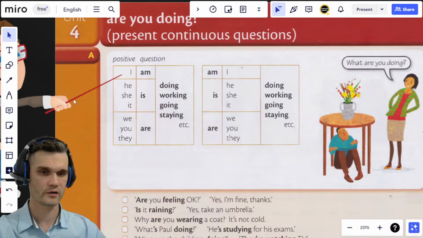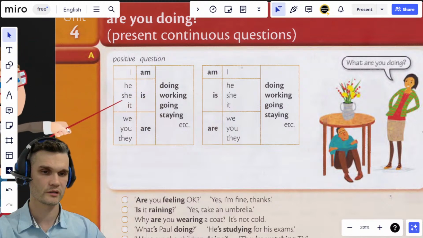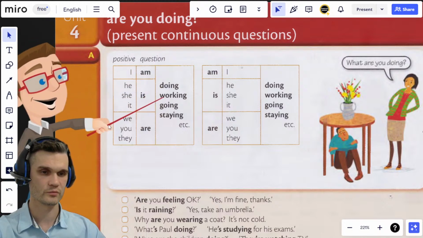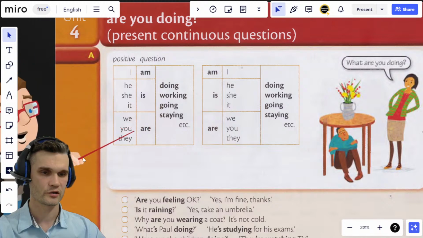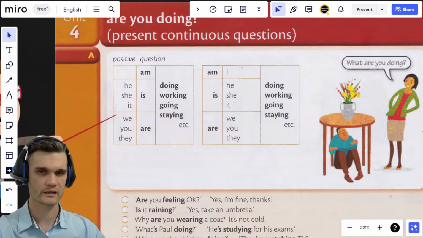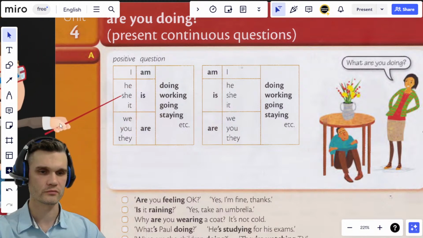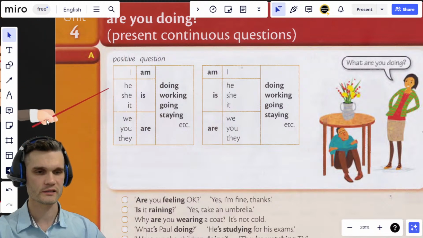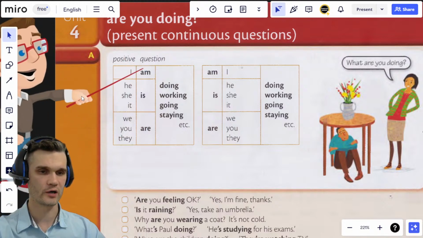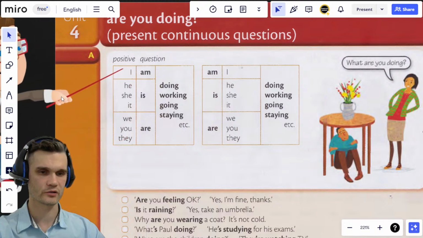So the positive form of present continuous is like I am doing, he's doing, she's working, it is working, we are going, you are staying, they are staying, etc. So you have to take the subject, like who or what. Well, those are pronouns or also nouns. So let's say subject plus to be verb, like am, is, are, form, depends on what kind of person says, like I, he, she, it, we, you, they.